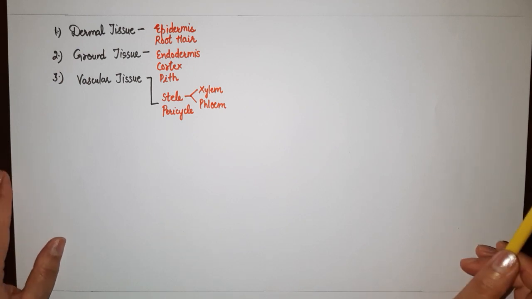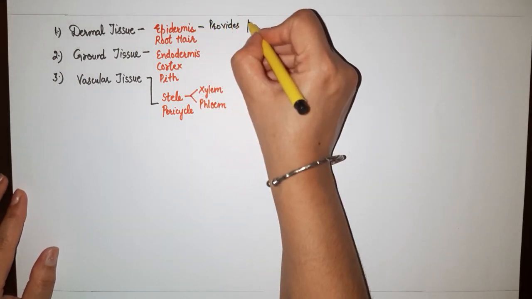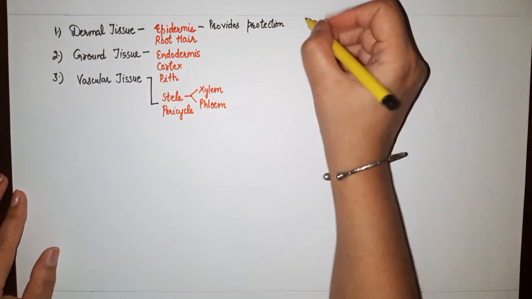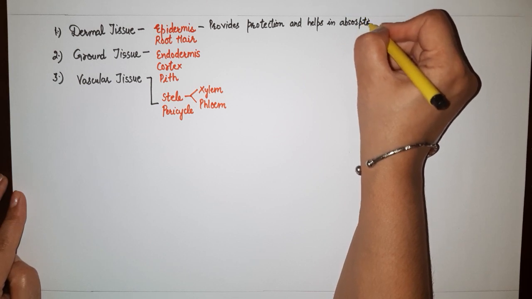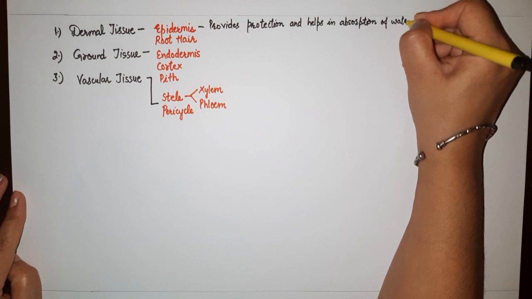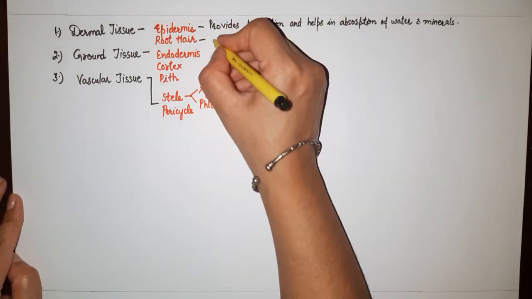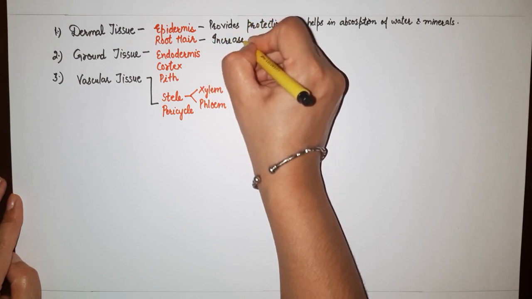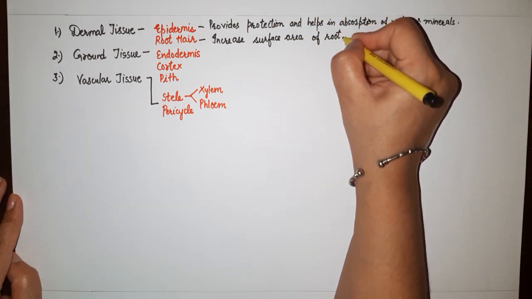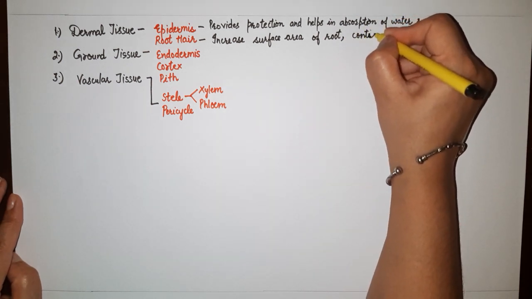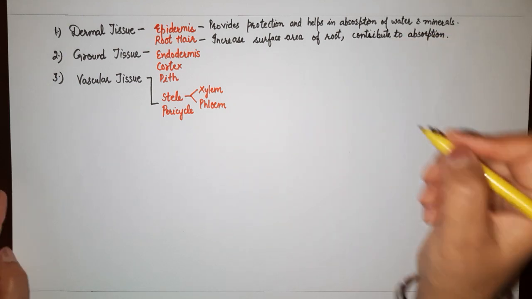So, what are the functions of these different layers? Epidermis, it provides protection and helps in absorption of water and minerals. Root hairs, they increase surface area of root and contribute to absorption. Okay, so, that is the fate of the dermal tissue.